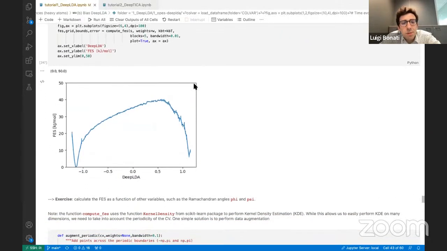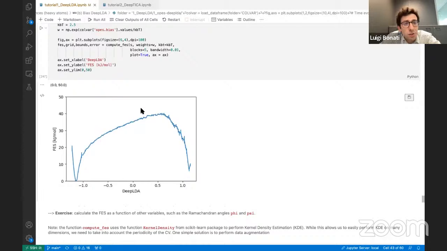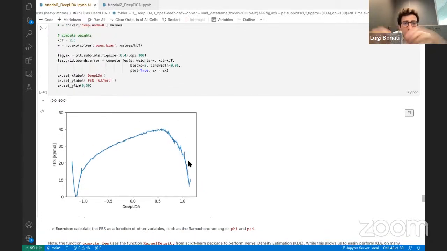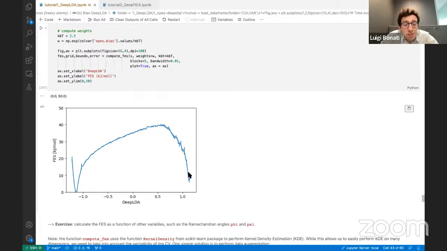From this we can compute the free energy surface. And as you will see, since the network has been trained like a classifier, the distribution of the width, the standard deviation of the CV within the two minima, especially the one on the right, is very, very sharp. This is because the network was optimized to push the two states as far apart as possible in order to discriminate them the most.